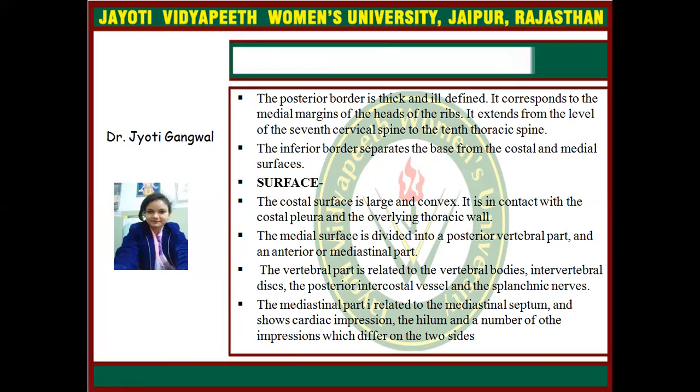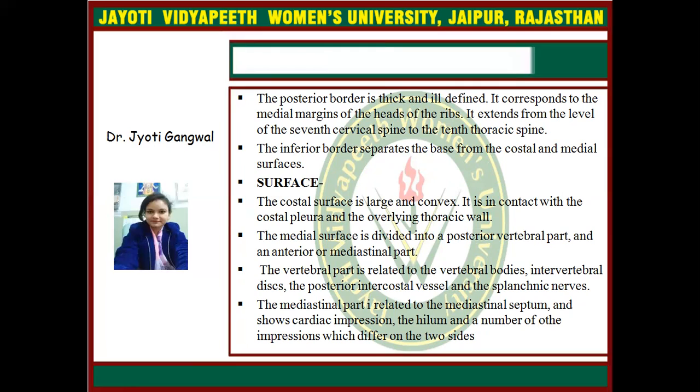Now we will see the surfaces of the lung. There are two surfaces, costal and medial. The medial surface is further divided into two parts, the vertebral part and the mediastinal part. The costal surface is large and convex. It is in contact with the costal pleura and the overlying thoracic wall.